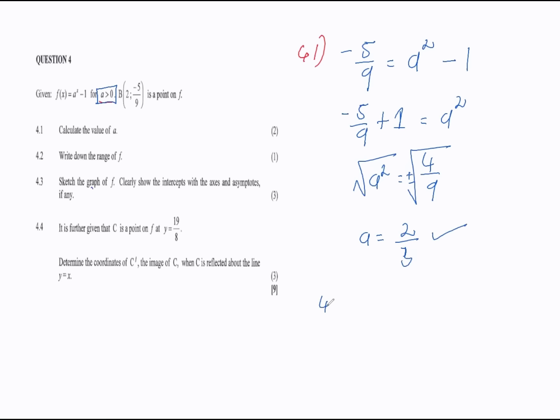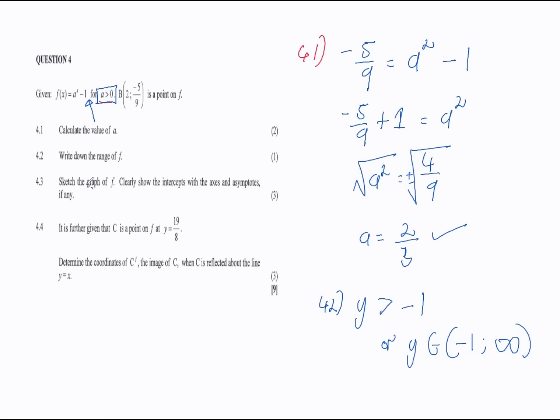Then 4.2 simply says write down the range of f. Now, how are we able to write down the range of f? Simply by looking at the asymptote here. We know that our exponential graph should be above the asymptote if our a has to be greater than 0. So that means we are going to say our range should be all the values that are greater than what? Than negative 1. If you prefer to write it like this, you want to say y is an element starting from negative 1 all the way to positive infinity, right? 1 mark just like that.